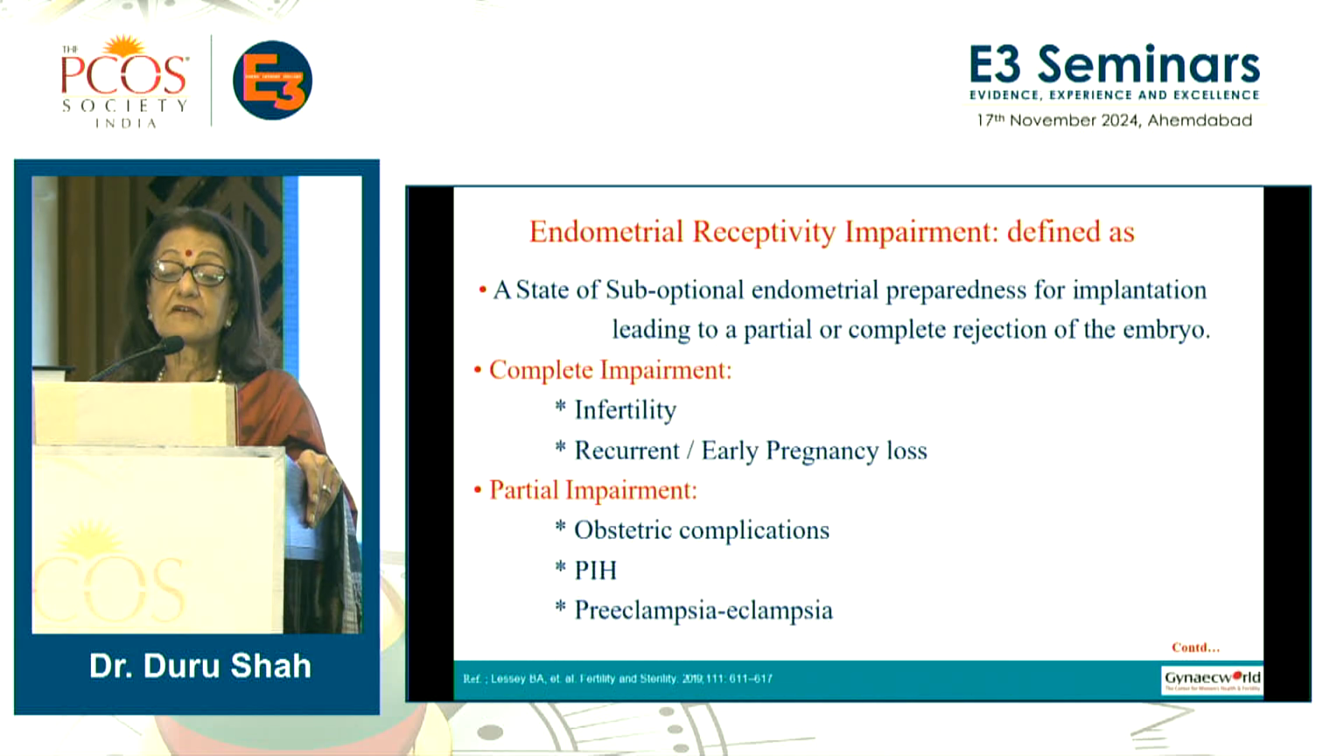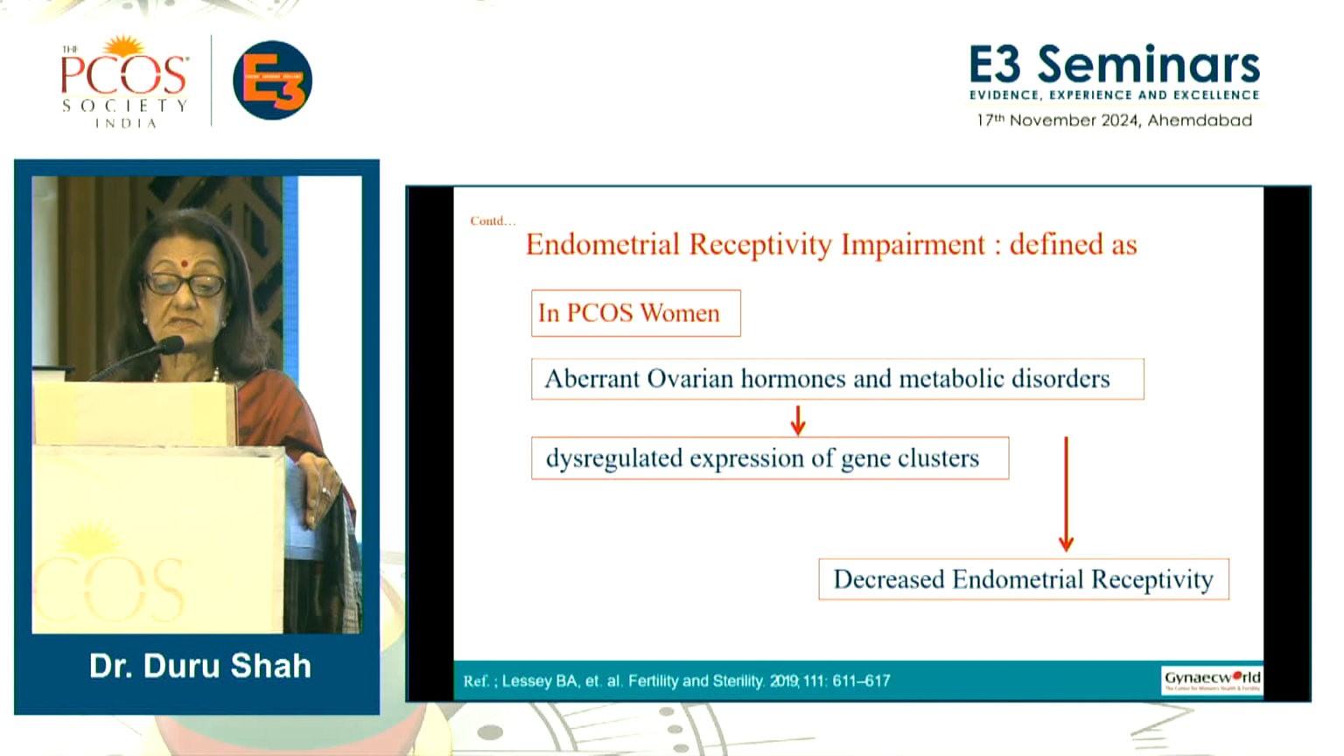So when you have endometrial receptivity impairment, if there's complete impairment, it is definitely leading to infertility or recurrent early pregnancy loss. And if there's partial impairment, then it leads to obstetric complications like placenta accreta. It may be pregnancy-induced hypertension or preeclampsia.